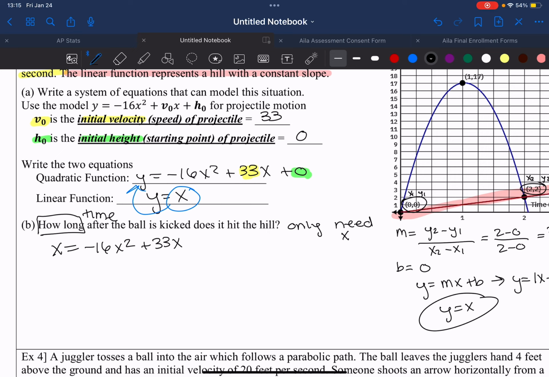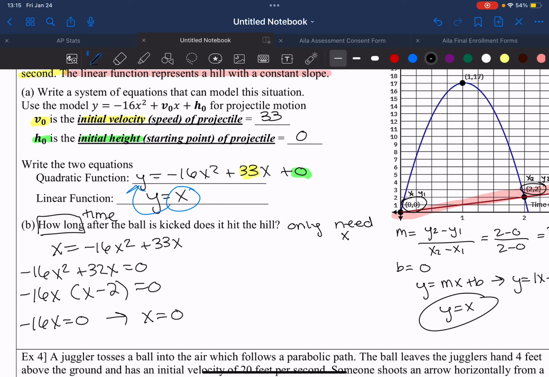Since I have a squared, I need to get this equal to 0. So this is the same as saying negative 16x squared plus 32x equals 0 because I subtract the x over. Then I can factor by taking out a GCF, and I can take out a negative 16x, and I'm left with x minus 2 is equal to 0, which means I have negative 16x equals 0, which means x is equal to 0. And I have x minus 2 equals 0, which means that x is equal to 2.